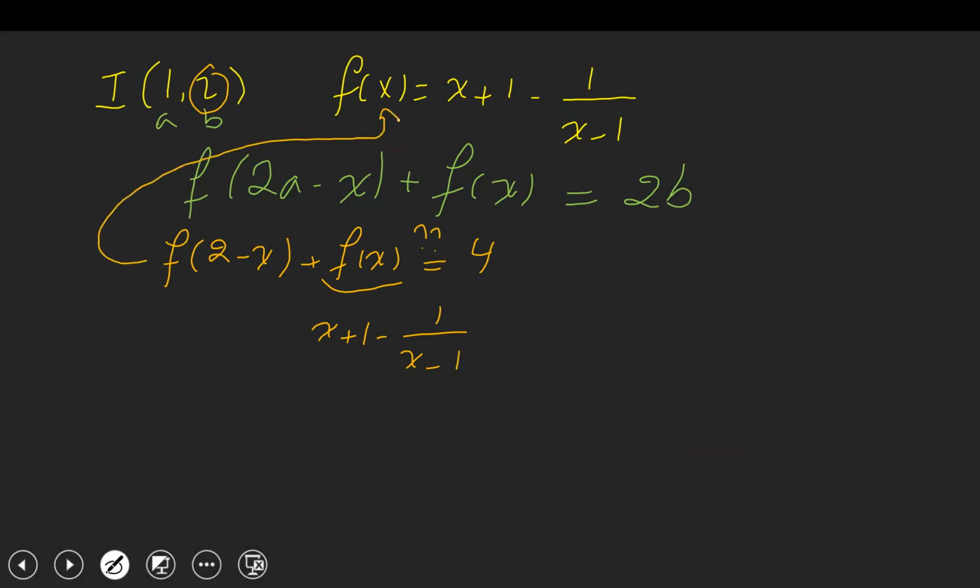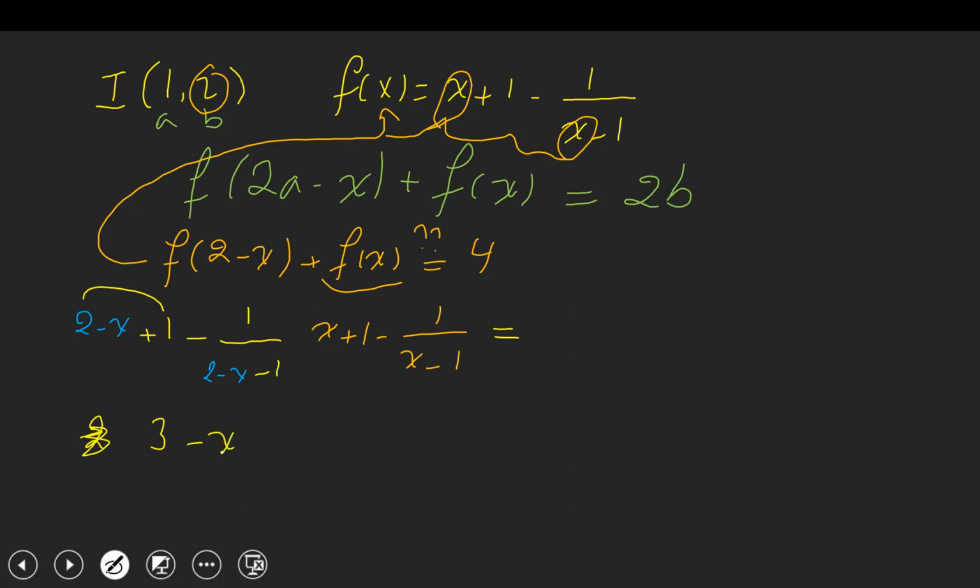This means to replace X by 2 minus X in each X found in F. That is, we get 2 minus X instead of X, plus 1, minus 1 over, here also in X, we replace it by 2 minus X. And after simplifying this, what do we get? 2 plus 1, we can write 3 minus X, minus 1 over 2 minus 1, it is 1 minus X.